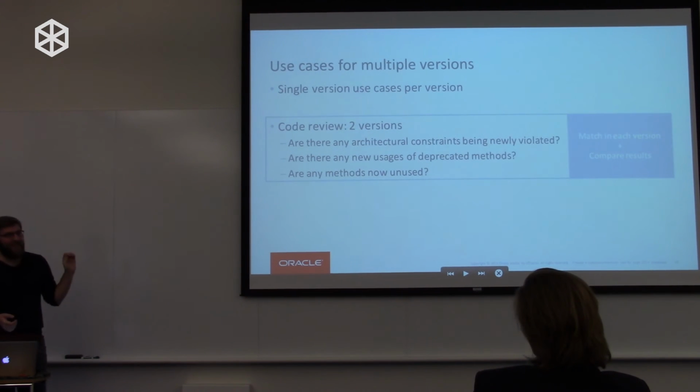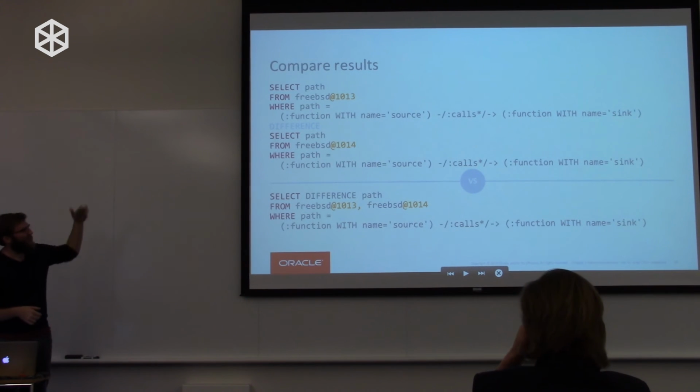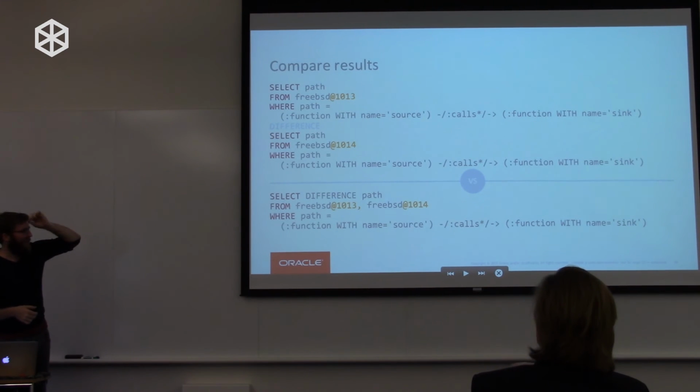But in each of these cases, you never actually have any queries that are matching paths across versions, right? It's always a match in version A, a match in version B, and being able to compare those results. So just in terms of querying, if we had this magic version syntax, you can imagine if we wanted to find all the new paths between some source function and some sink function, we can do our query at the top and difference that with our query with the different versions selected.